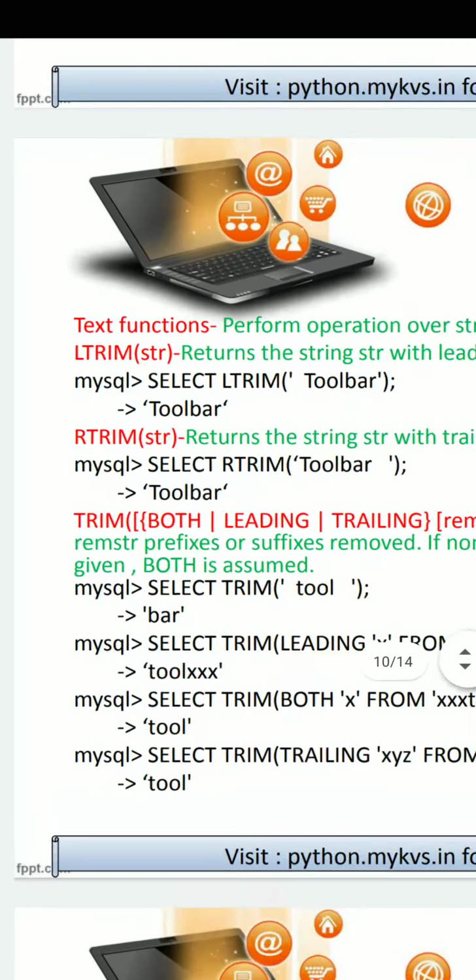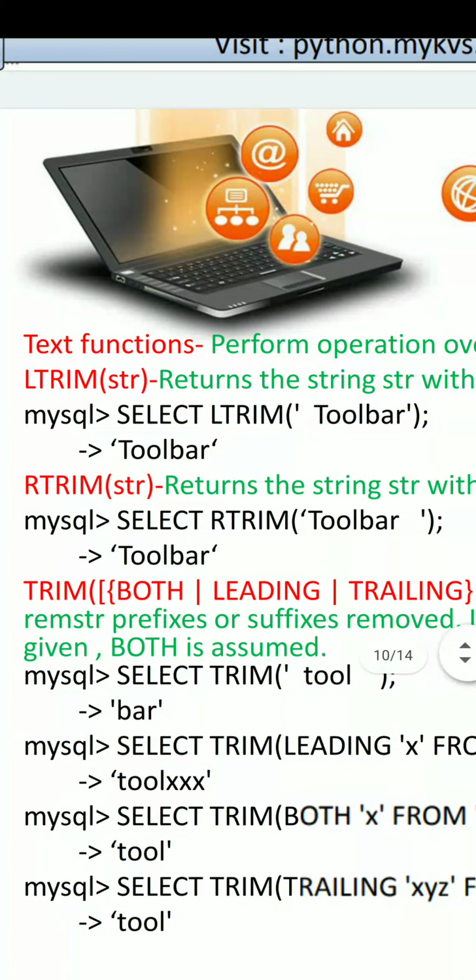Look at this example. Select ltrim. Ltrim is left side trimming of string. Here we are passing a string, only one word, toolbar with leading spaces, and if we execute this query, it returns toolbar without leading spaces.